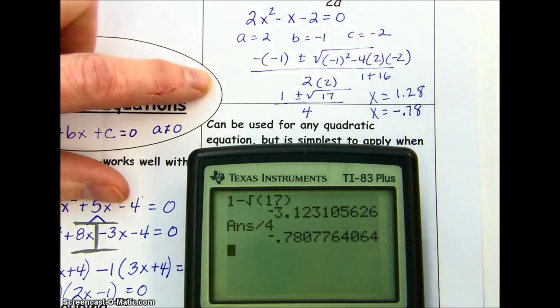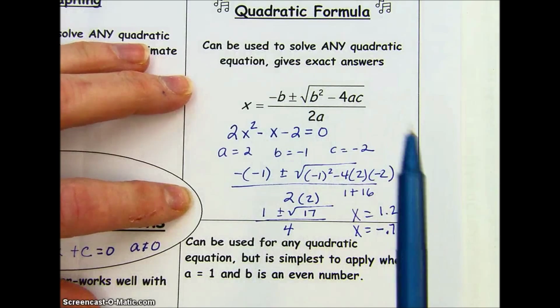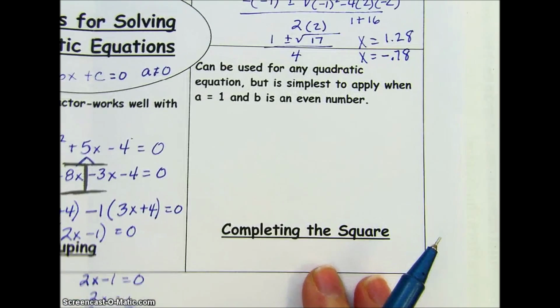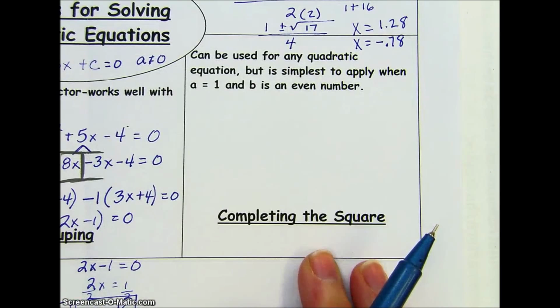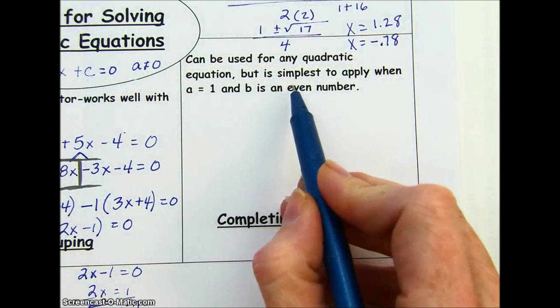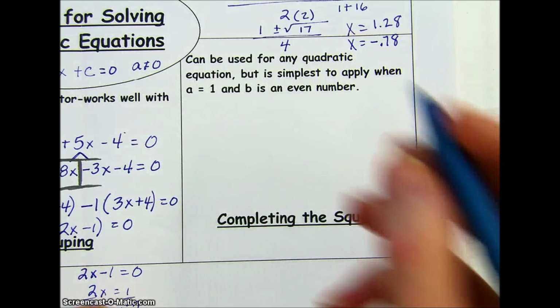So that's the quadratic formula. It is a great method if nothing else will work, because this one would not factor. Okay, last is completing the square. The quadratic formula actually comes from completing the square, and it can be used for any quadratic, but it is simplest to apply when a is 1 and b is an even number.